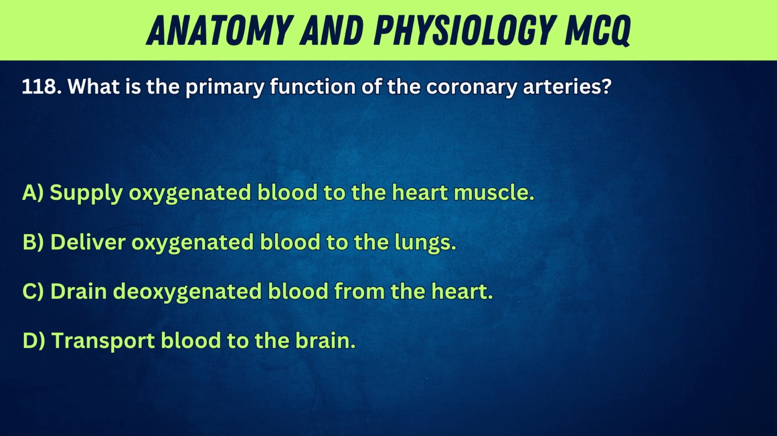118. What is the primary function of the coronary arteries? A. Supply oxygenated blood to the heart muscle. B. Deliver oxygenated blood to the lungs. C.